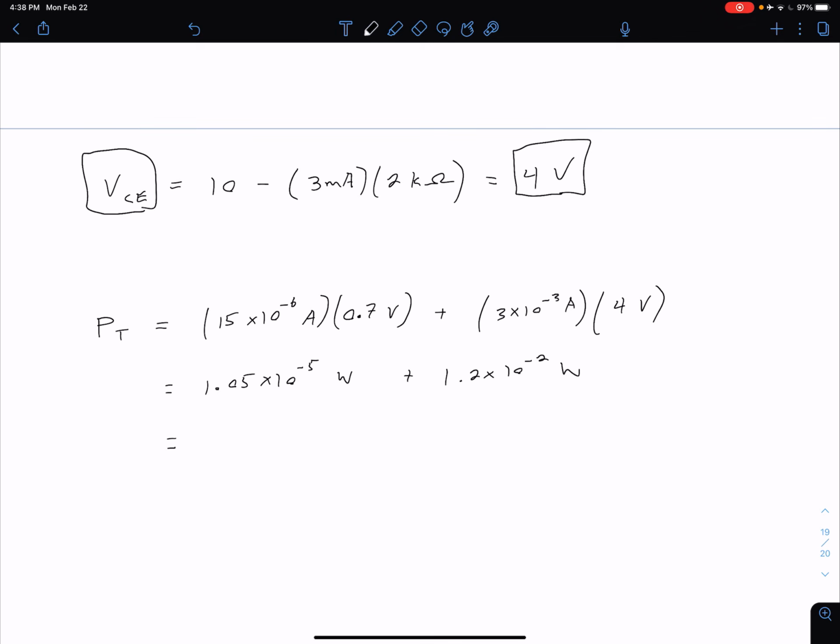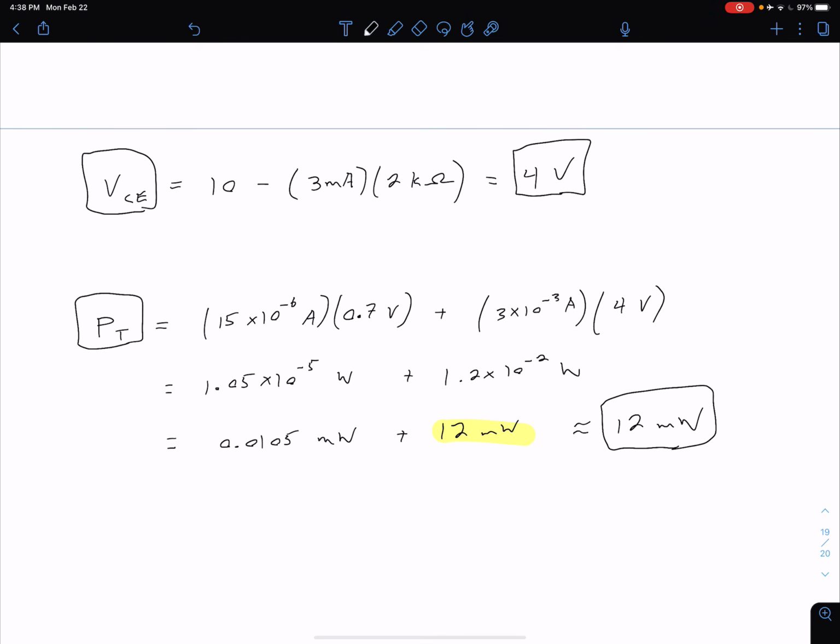To put those in units that are a little easier to see, we have 0.0105 milliwatts plus 12 milliwatts. And what we can see is, of course, this second term from our collector current is dominating. It's a lot bigger than that term related to our base current. So we can say that this is approximately 12 milliwatts. And so oftentimes we won't even bother calculating that term related to the base current because it's usually just going to be insignificant.